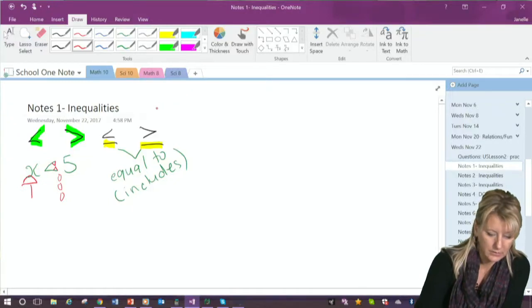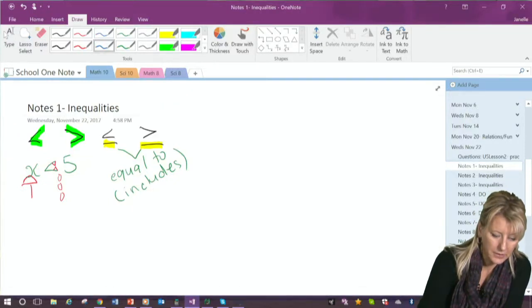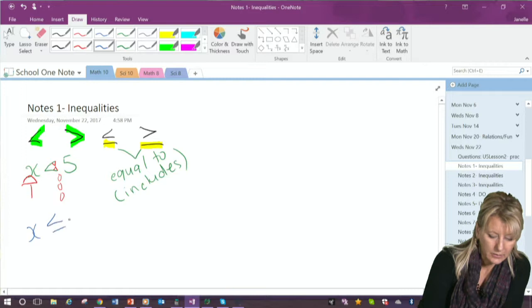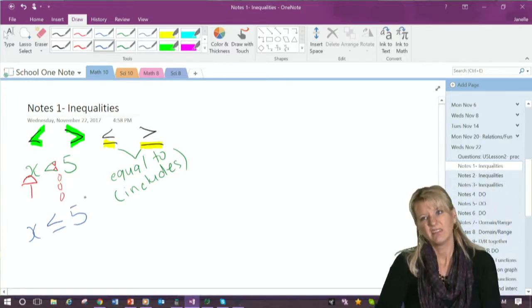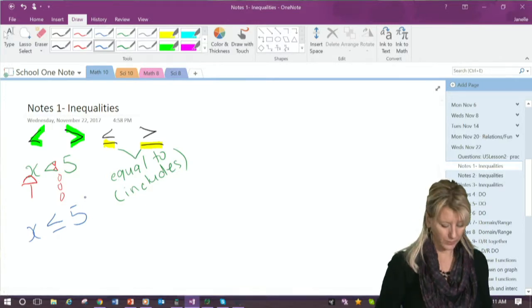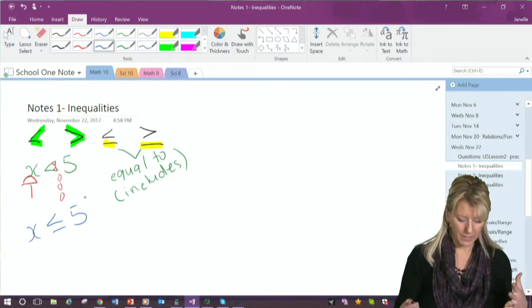This one, let's do a different color. If I had this, it means it does actually include that 5. Okay, so that's kind of what that means. Okay, so that's just a little reminder.